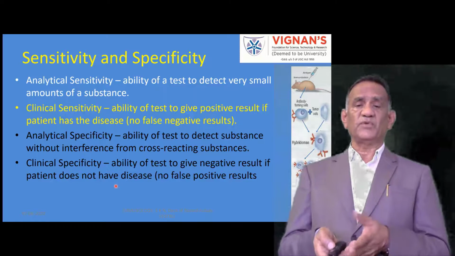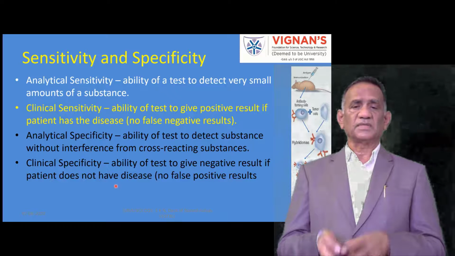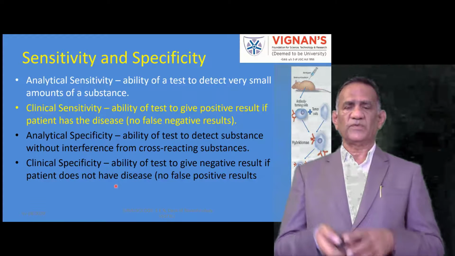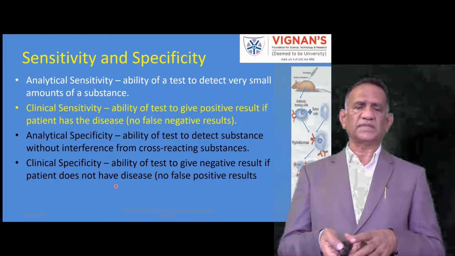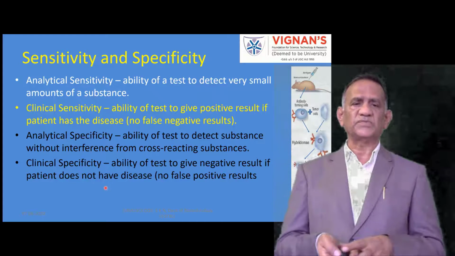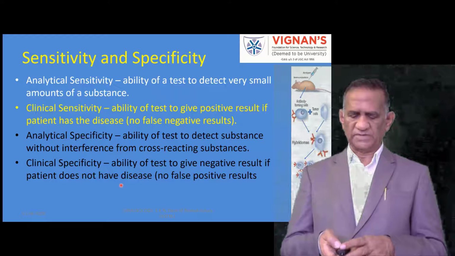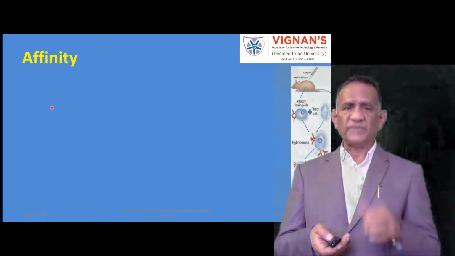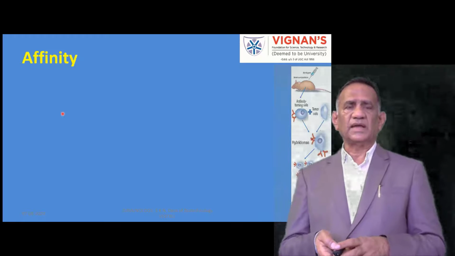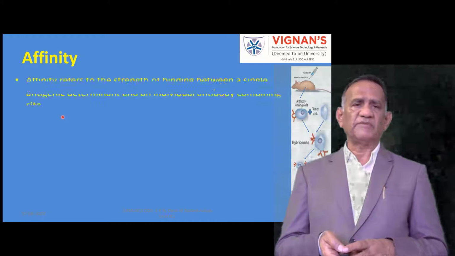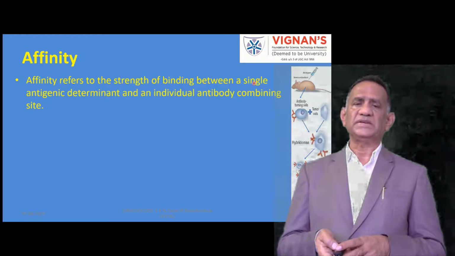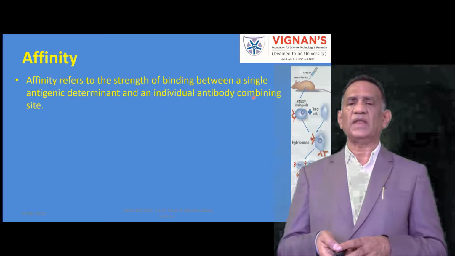Even among people who are corona infected, a few of them who are positive, at times you get a negative diagnosis. That is where clinical specificity and analytical specificity are very much essential. Now in the video we have also seen affinity and avidity. Let us go into the details of affinity and avidity now. Affinity refers to the strength of the binding between a single antigenic determinant and an individual antibody.